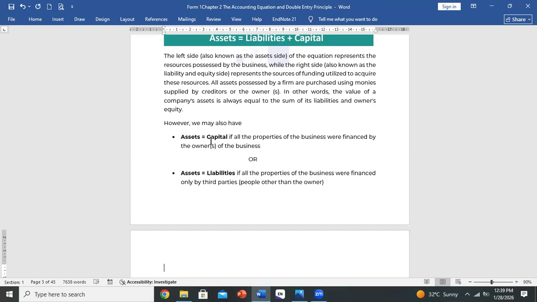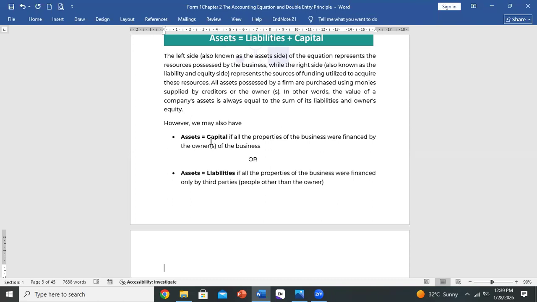So when I'm teaching students, I always use the family as a business. If the family is seen as a business, then the father, the mother, the children are the owners. So all the properties the family has, which are assets, if you ask, where did the family get it from? They'll say, from the father, the mother, and the children. So that will be what? Assets equals capital, because those who are funding the resources are the owners, the true members of the family.